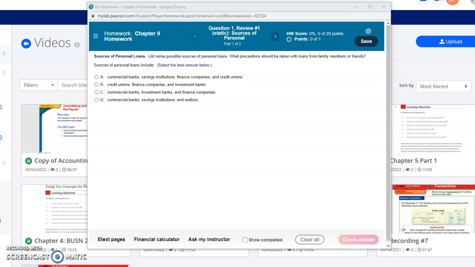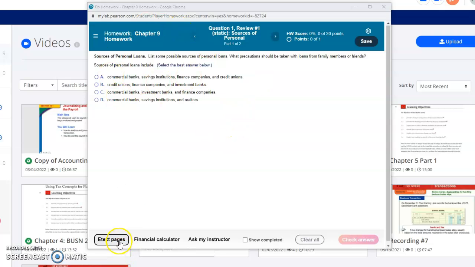Okay, this is chapter 9. I'm going to do things a little differently this time. I'm going to show you what the homework looks like and kind of go through the examples with you. So when you're working through chapter 9, it's talking about loans.